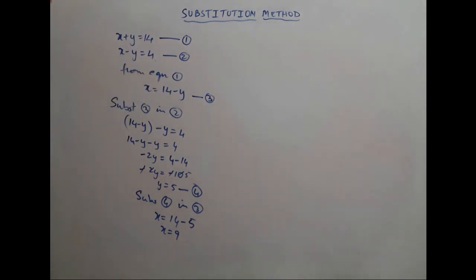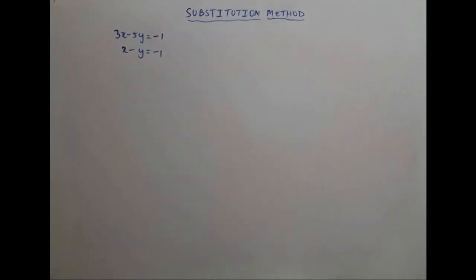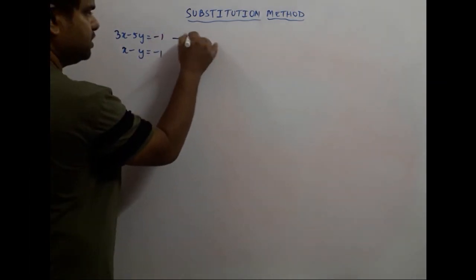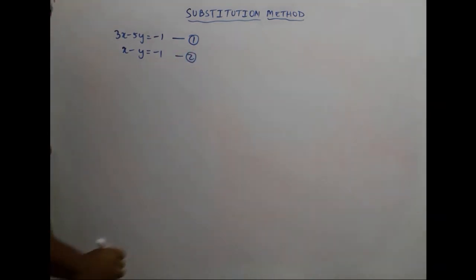So this is our first problem. We get x and y. Our next problem is 3x minus 5y equal to minus 1 and x minus y equal to minus 1. Okay, so once again we'll mark them as 1 and 2. This will be 1 and this will be 2.